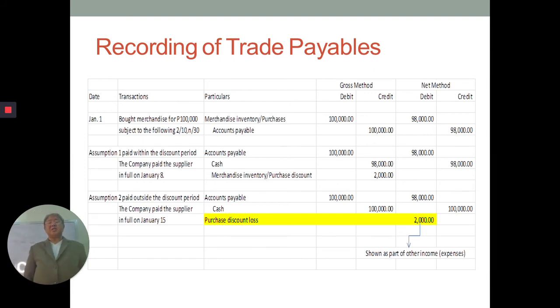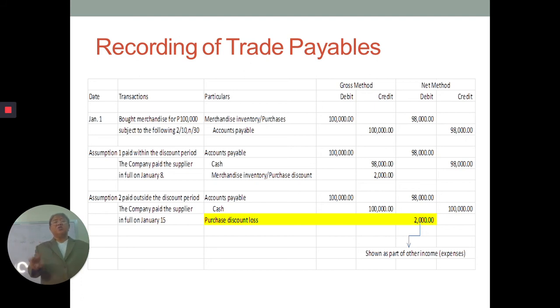Now under the net method, remember that upon initial recognition, we recognized the obligation and the inventory net of the discount. So there's no issue anymore because we are entitled to the discount since we paid the whole amount during the discount period. All we need to do is debit accounts payable for 98,000 and credit cash for 98,000.